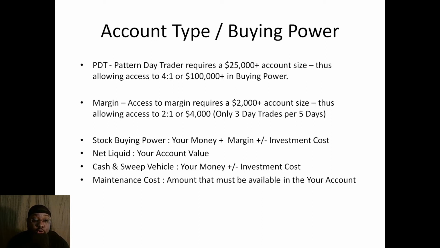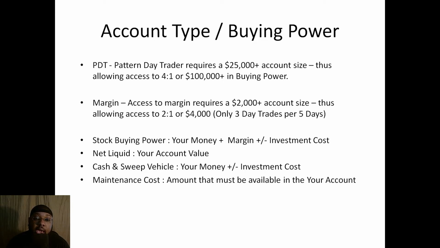So you have a $4,000 account, you spent $1,000. They're going to require you to keep at least $1,000 in your account, that way you won't overextend yourself. So if your stock buying power is 4,000, the actual stock costs 1,000, and your maintenance cost is 1,000, you're going to be left with $2,000 of buying power. That's kind of how that works. I know it's a lot to take in, but that's just how it works.